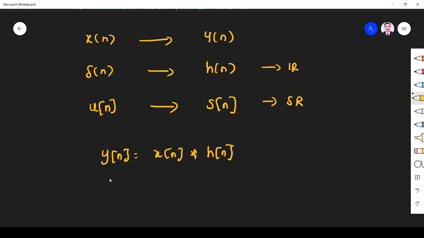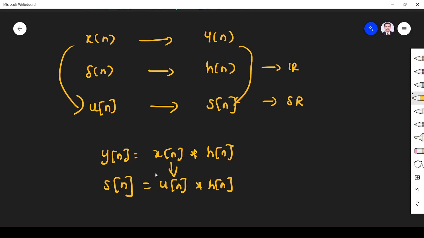When x of n is u of n, that is, when you give the input as the unit step signal, what you get at the output is the step response. Right? So when x of n is u of n, what you get at the output is s of n. This is the step response equation.